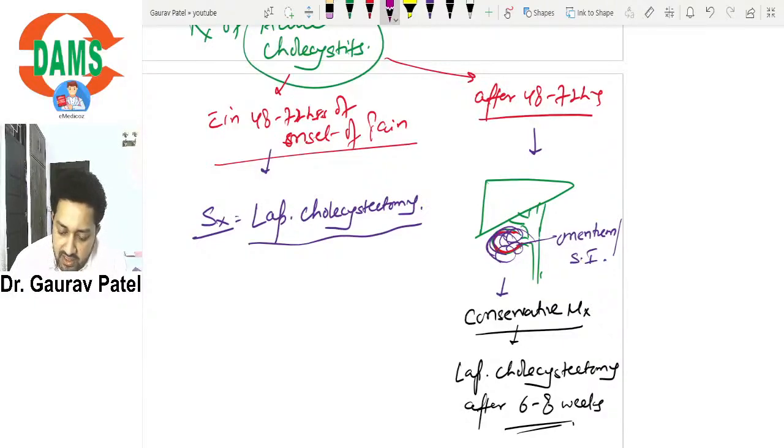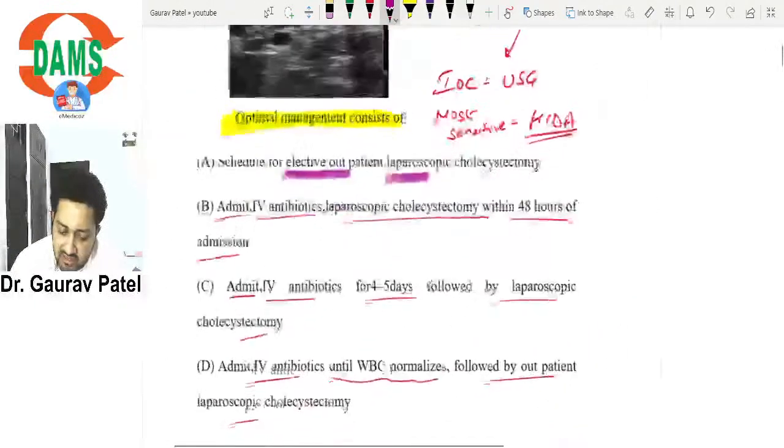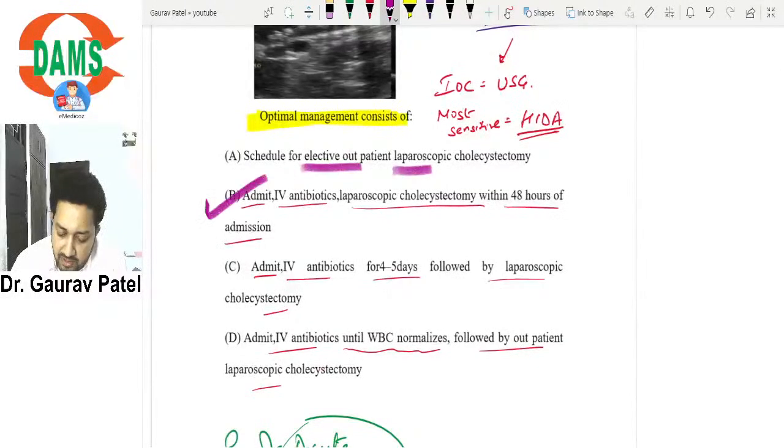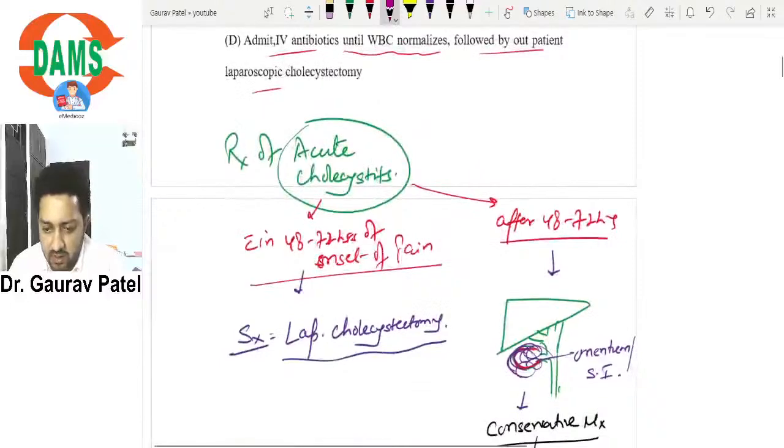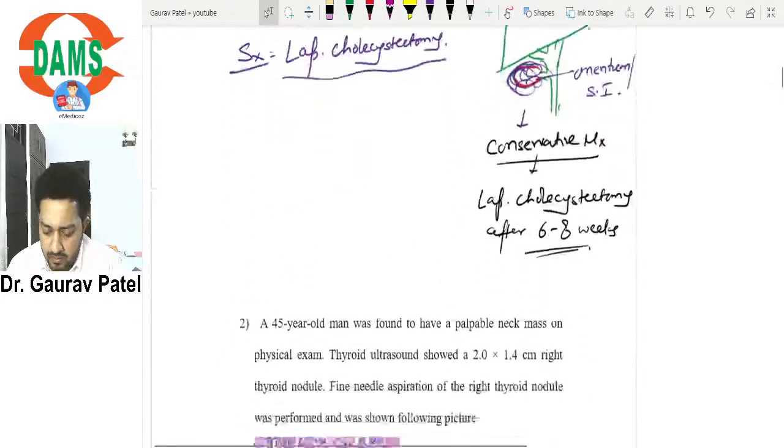So going with these things, let's see option number B. Admit, give IV antibiotics and laparoscopic cholecystectomy within 48 hours of admission. Okay, so this is the correct answer. If anybody wants to ask anything, any confusion, please clear your doubts. Okay.